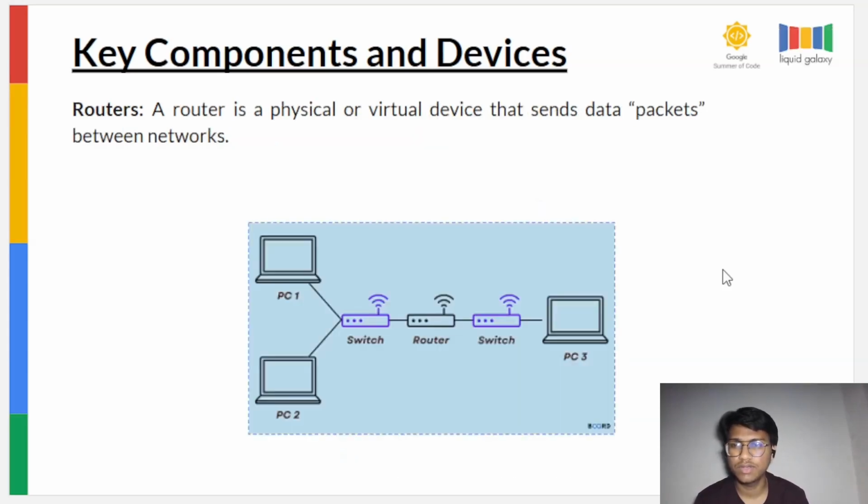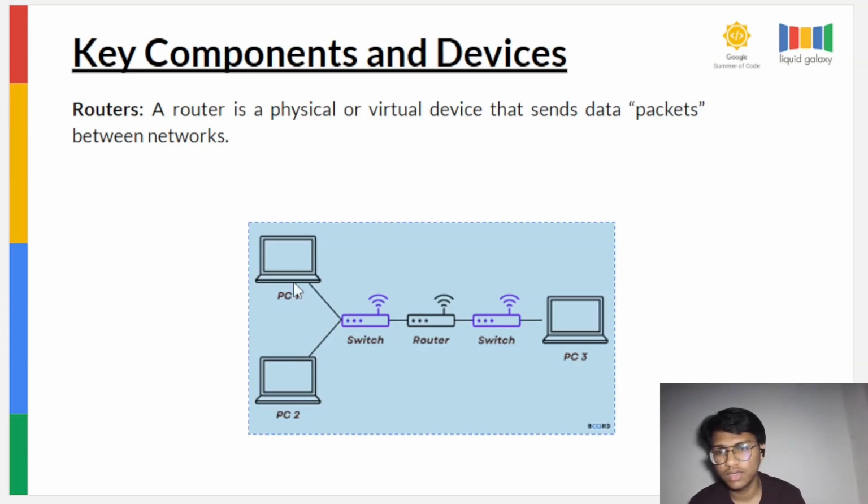The next one is routers. A router is a physical or virtual device that sends data packets between networks. Routers analyze the data within packets to determine the best transmission path. It finds the best path to transfer the data, and then uses sophisticated routing algorithms to forward data packets until they reach their destination node.